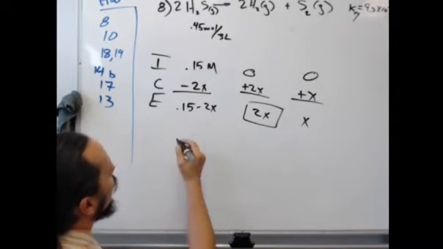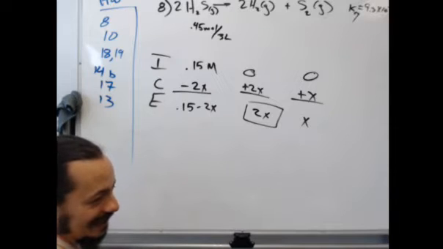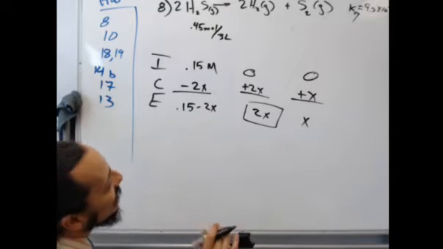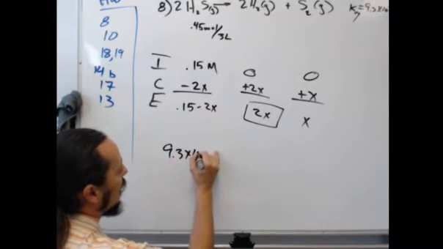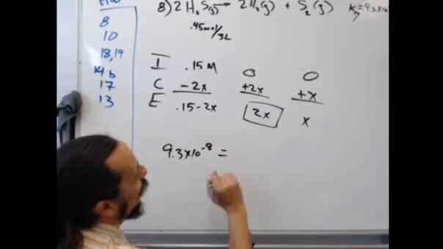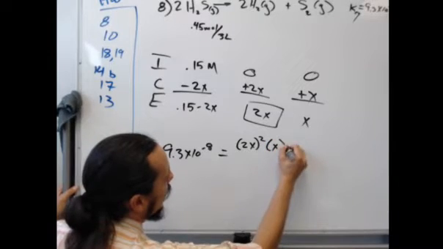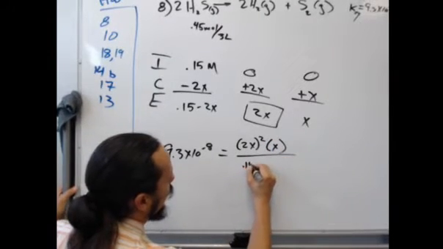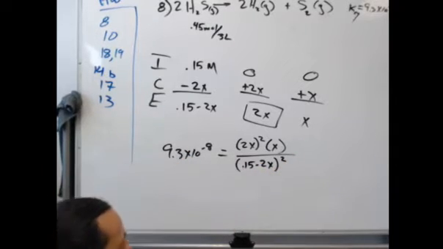If we look at this, we're going to set up our equilibrium expression. 9.3 times 10 to the minus 8. Products over reactants: I'm going to have 2x squared times x, divided by 0.15 minus 2x, also squared.